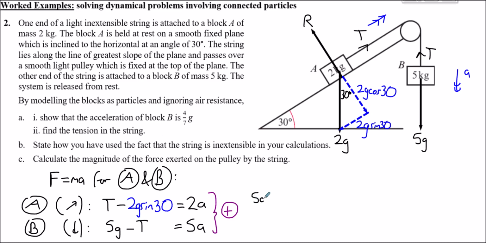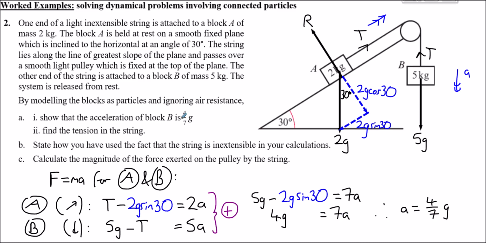We'll then get 5g minus 2g sine alpha, so 2g sine 30, equals 2a plus 5a, which is 7a. But you need to remember, ideally, these exact trig ratios. So 30 degrees is one of these special values. The sine of 30 is 0.5. So this actually neatens up to just 4g. So 4g equals 7a. Therefore, dividing through by 7, a must be 4/7 of g, as required.